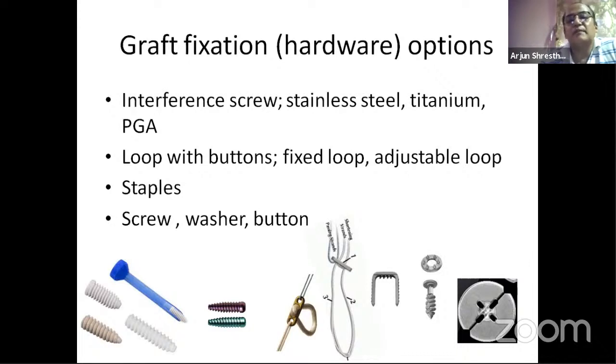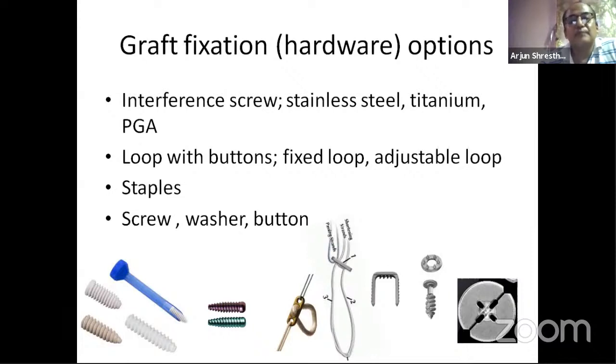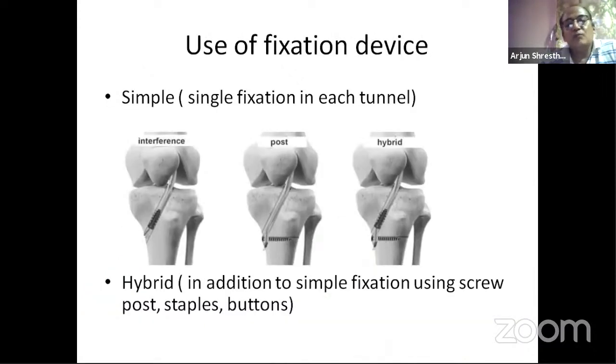The first generation is the fixed loop type of Endobutton. Now the second generation adjustable loop fixation is available, which in some cases is much more comfortable to use. Apart from that, in some cases we can use staples, screws with spiked washers, buttons, etc. We can use multiple fixation devices at the same time. When you use a single fixation in the tunnel, it is called simple fixation. But in hybrid fixation, in addition to the simple fixation, we use post staples and buttons when you are not satisfied with the simple kind of fixation.